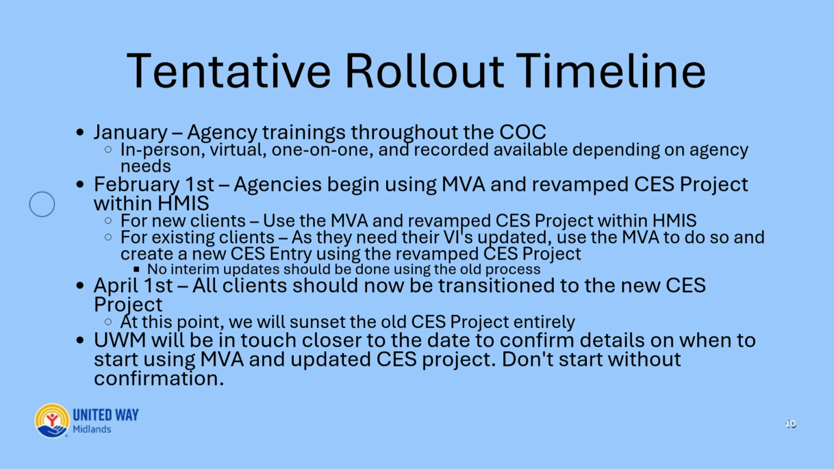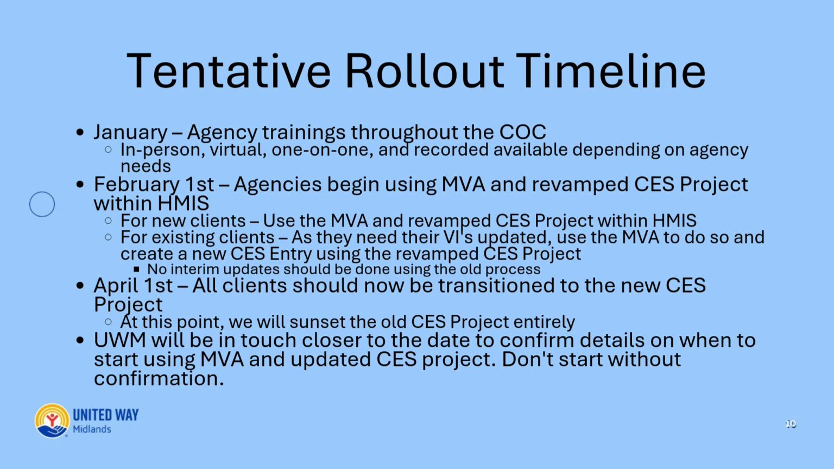For existing clients, those clients that are already on the prioritization list, who already have an open CES entry and a VI-SPDAT done, what we've done here is when that prioritization list comes out twice a month, if you see that client come up and they're highlighted in yellow, which means their VI has to be updated to stay on the list, what you'll do is you'll go and use the MVA, and instead of updating their old CES entry, you will then just open them up a new CES entry in that revamped CES project. So no interim updates should be done using the old CES process. Everything, once we start rolling this process out, should be done within the new MACH CES 2026 project.